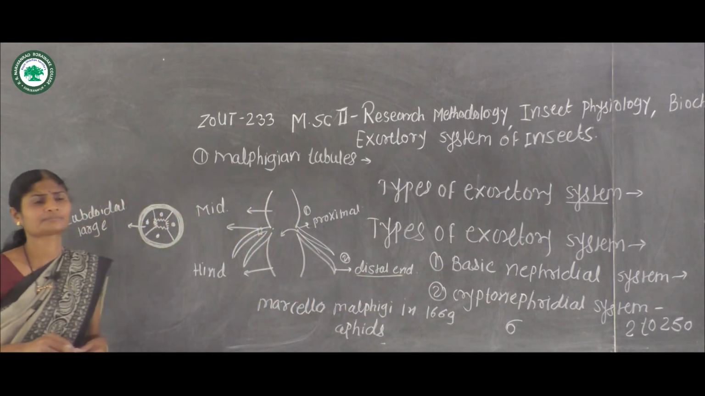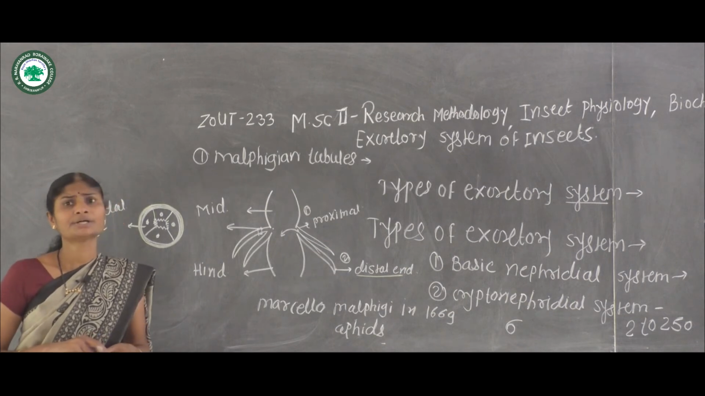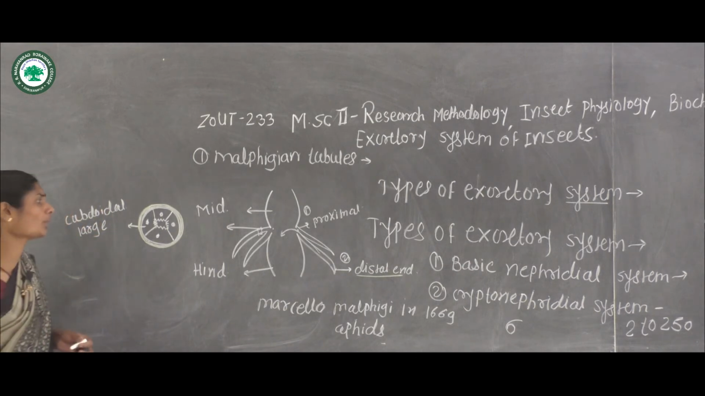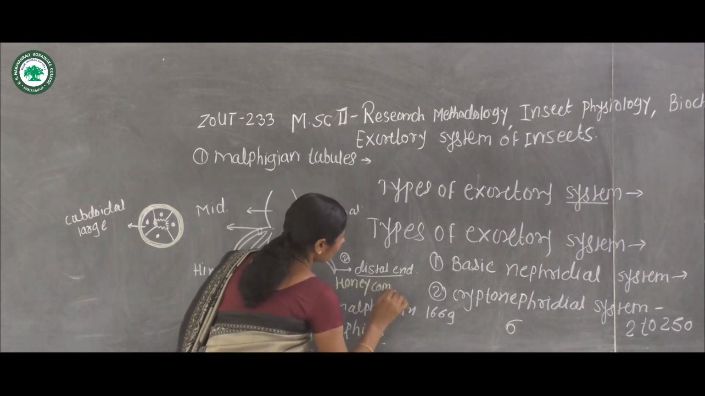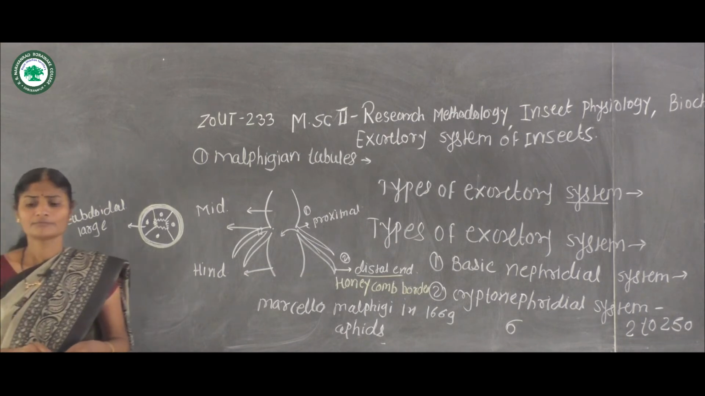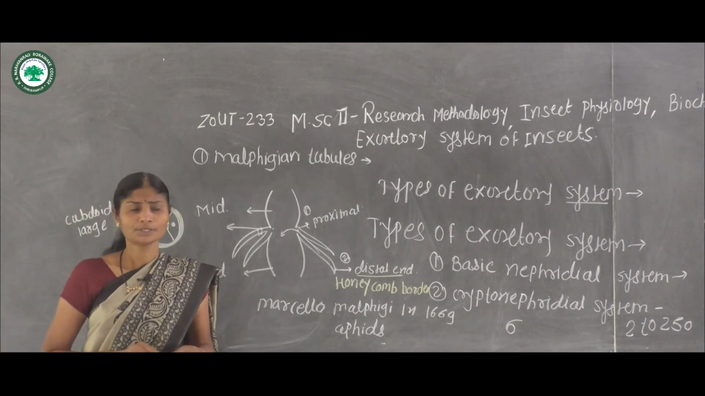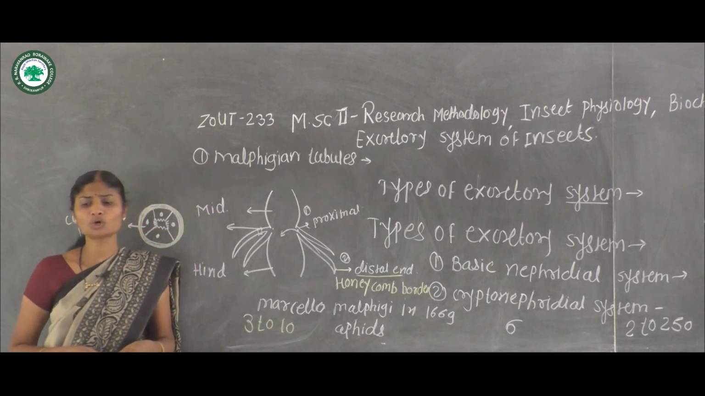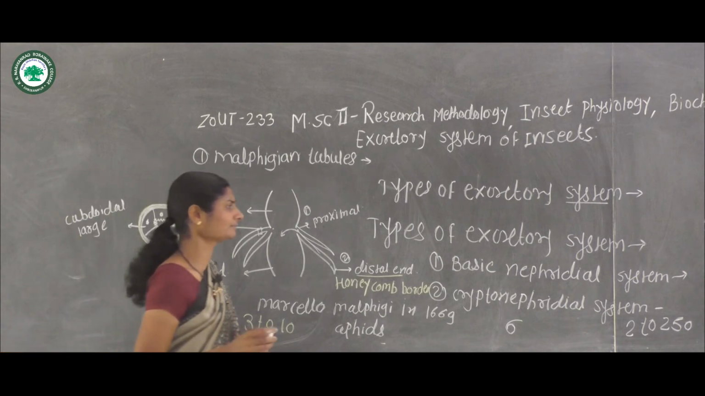This distal region is two-thirds of the Malpighian tubules, and it is involved in secretion of primary urine. It has what is called a honeycomb border. This honeycomb border is formed due to modification of the marginal cells into 3 to 10 micron cytoplasmic filaments, packed very close together.